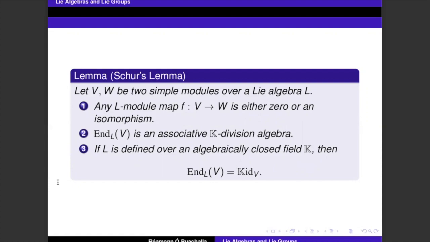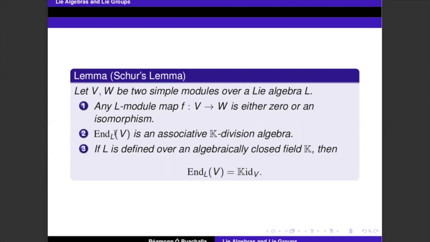Okay, these two options should remind you of the fact that in any simple module, you've got only two submodules, which is to say 0 and the whole thing. And that's not a coincidence. That's actually where the proof comes from, as we'll see. The second result is that the L endomorphisms of the module, the space that we just defined in the previous slide, is an associative K division algebra in the sense we just defined.